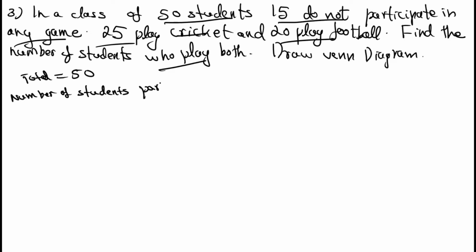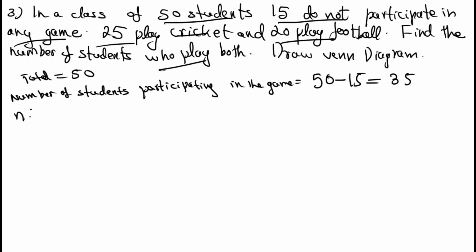The number of students participating in a game is equal to the total, 50 students, minus 15. Why minus 15? Because 15 students do not participate in any game. It is equal to 35. So 35 students are participating in a game. The number of students participating in cricket or football is 35.